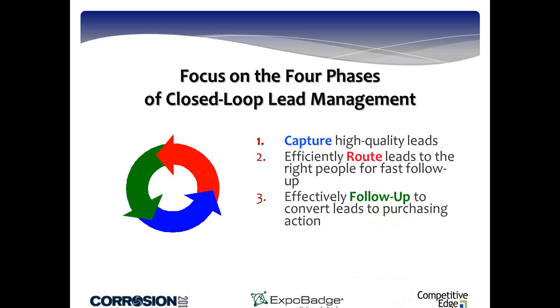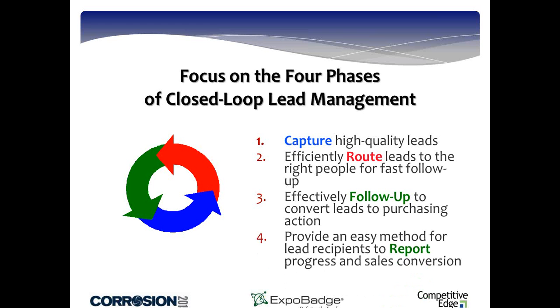Number three. The green, the money part of the closed loop, is now the follow-up, okay, that whoever has ownership is following up and they're converting whatever commitment we got in the booth into action. And that action ideally will be purchasing driven if ROI is the name of the game. And the fourth part of the money, the green money part of the wheel here, is make it easy for the people that you're giving leads to. Make it easy for them to report progress and the ultimate sales conversion.